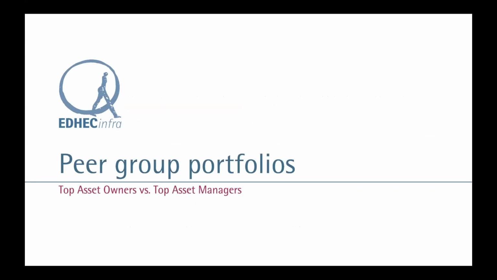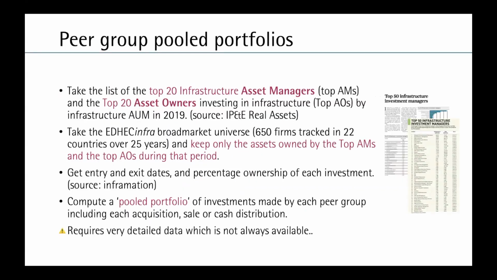Okay, the peer groups that we've built, what are they? To build these peer groups, we've taken a very simple approach. We take the list of the largest infrastructure asset managers and asset owners by AUM. We take this list from our friends at IP and Real Assets, but there are other lists, but they're usually roughly the same. We look at the EDHECinfra universe of assets, which we track, which we've also described in the previous webinar, which is more than 630 companies. And we look at these assets that are both in this universe and in the top 20 asset managers and top 20 asset owners. Then for these assets, we get the investment dates and exit dates for these investors, for each asset, the percentage stake for each of these investments. And we recompose all this data using various sources.